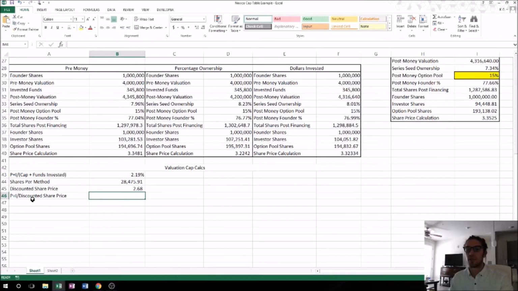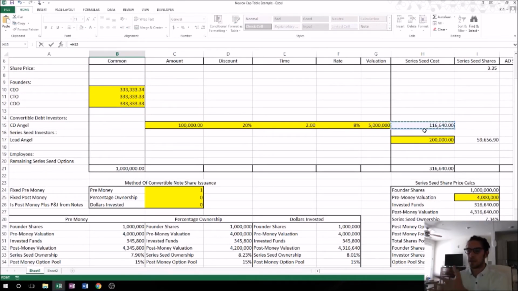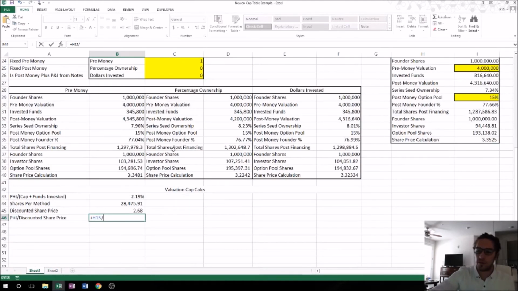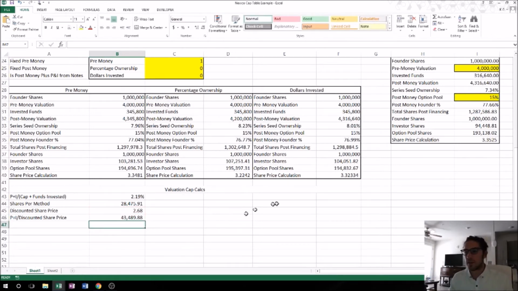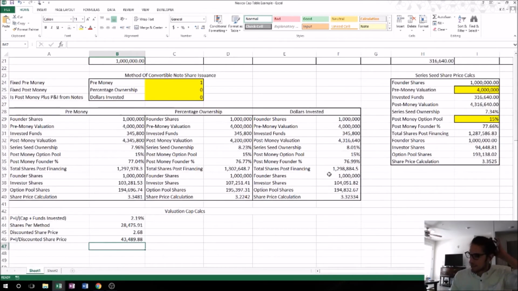And then we want principal plus interest divided by discounted share price. So as we said earlier, the principal plus interest is this number right here, since we calculated that as this $100,000 for 2 years at 8% interest. And then we want to divide that by the discounted share price. So 43,489.88. And that is the number of shares that should be issued to the convertible note per this method.